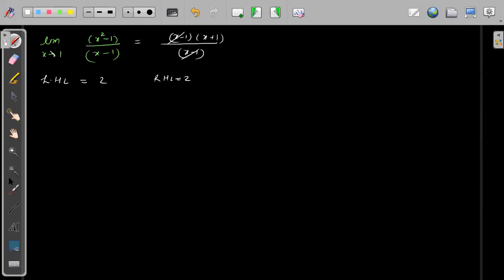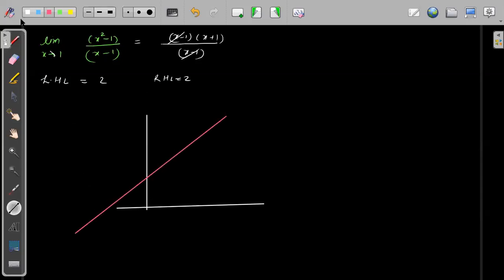If I plot this function, it is a straight line. The x intercept is -1, and the function is something like this. And only at x equals 1, suppose this is x equals 1, this function was not defined.